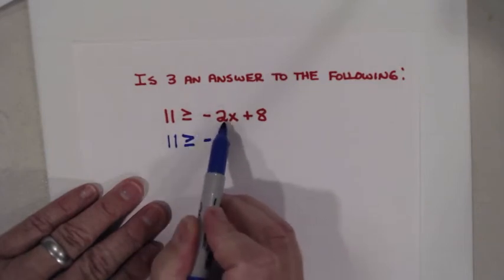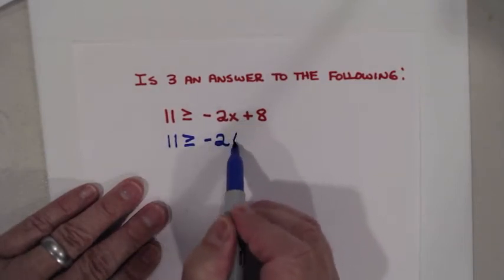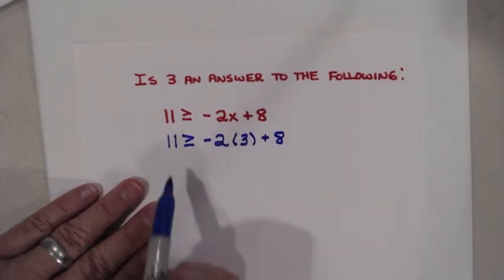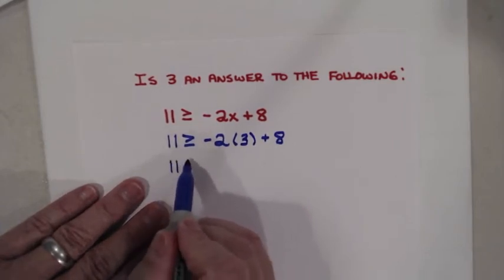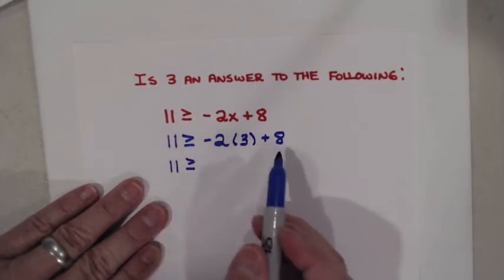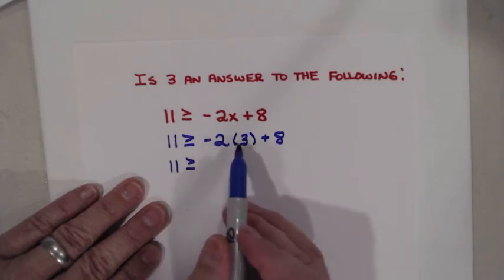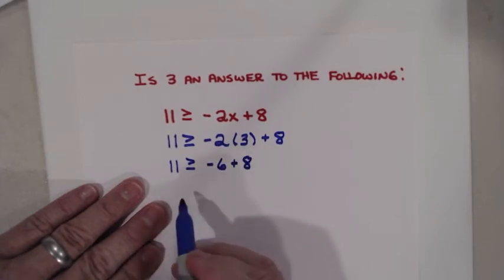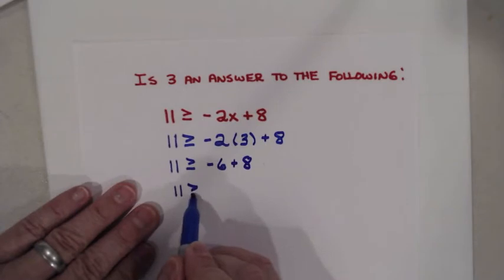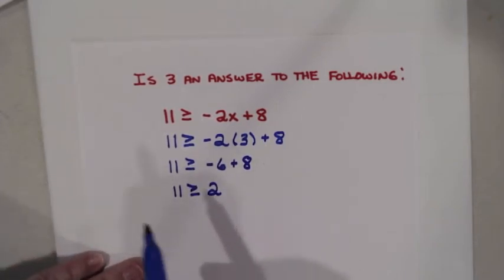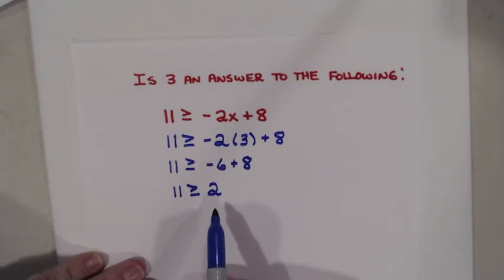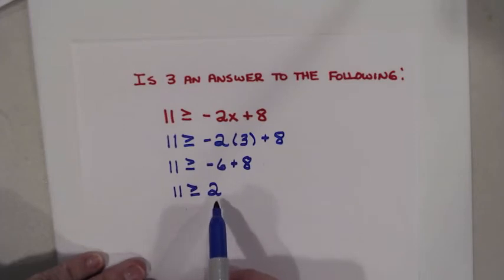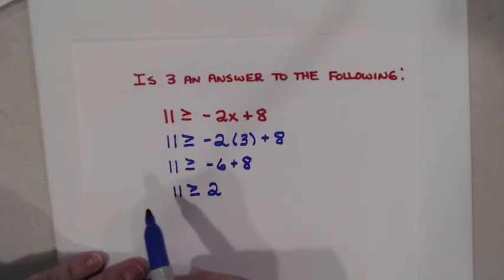The relationship between this -2 and this 3 is multiplying. And now I need to follow my order of operations. There's nothing to do on this side, so I bring the 11 down, bring down my inequality symbol. I need to multiply before I add or subtract. Multiply these two together, I get -6. I take that -6, add 8 to it, I get 2. Now, just like the other ones, I read this and see whether or not it's going to be a true statement or not. 11 is greater than or equal to 2. Yes, that's true.